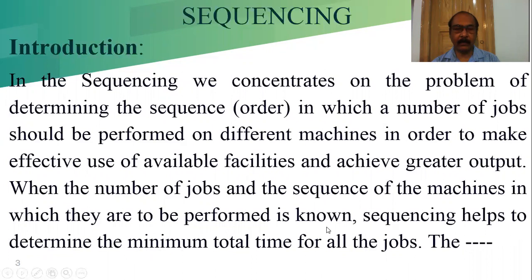Determine the minimum time to complete all the jobs in a sequence, but we have to arrange the jobs: which one to be performed first, which one to be second, which one to be third. It goes on like that and passes through the number of machines.